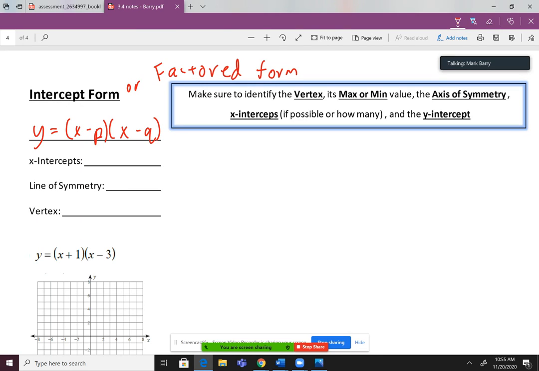Now, intercept form, it's actually really easy to see the x-intercepts, okay? So vertex form, it's really easy to see the vertex. Intercept form, it's really easy to see the x-intercepts. It's just going to be x equals p and x equals q. Those are going to be the x-intercepts, okay? So kind of like vertex form, x lies. So on this one, both of my x's are going to lie.